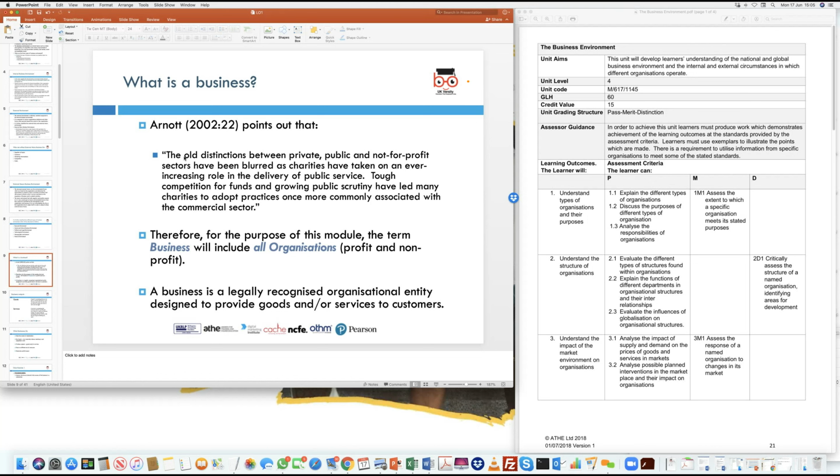What happens is when you form a company and you start selling products and services, then you start to generate some money or profit, because you're selling goods.